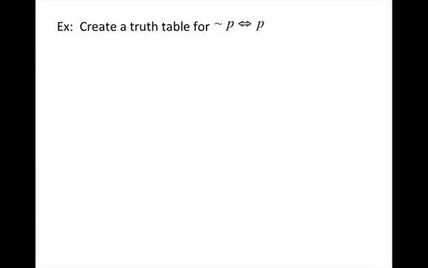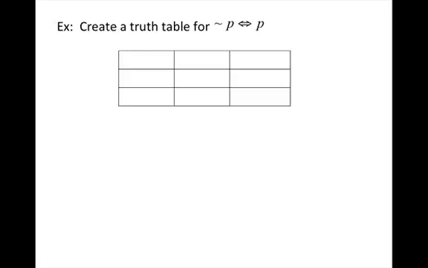Let's look at our next example, not P if and only if P. This time I just have one proposition, so I need a 2-line truth table. It needs to contain a P, a not P, and then my biconditional, my not P if and only if P. Well, for the 2-line truth table, my P is true and false. So my not P, the negation of P, would be the opposite of P, which is false, true.